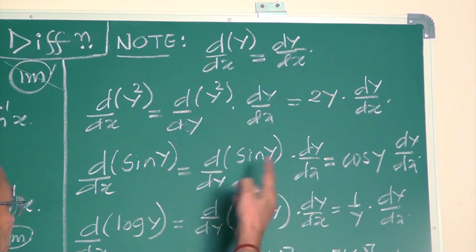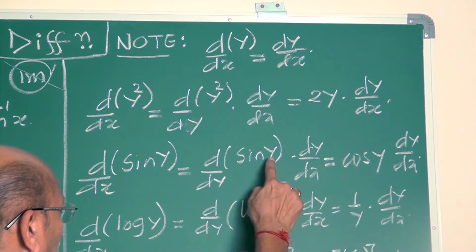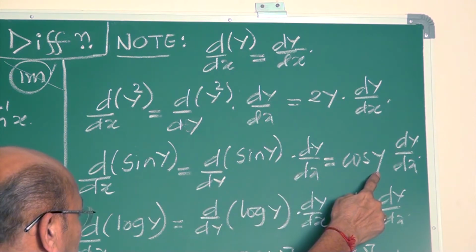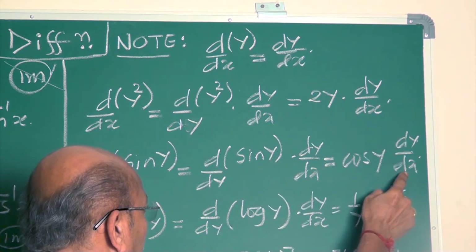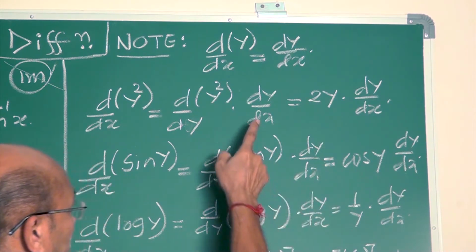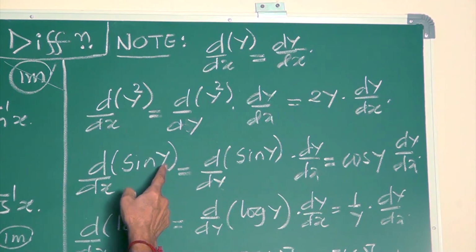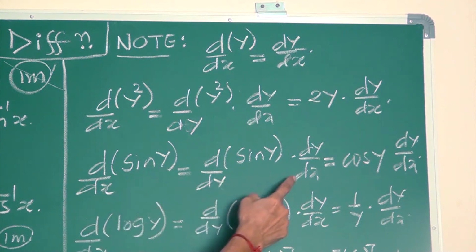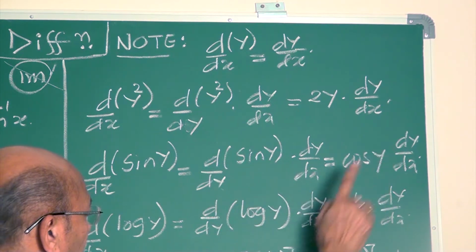Sin x with respect to x is cos x. Sin y with respect to y is cos y. If it is other than x, then into dy by dx is a must. Why? After writing with respect to y, then y with respect to x. This must include x here. Then finally, you have to write the derivative of y with respect to x. This time, the derivative of sin y is cos y into dy by dx.